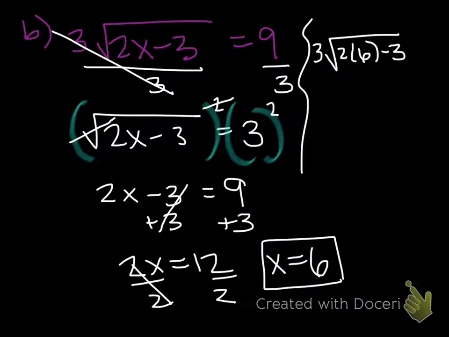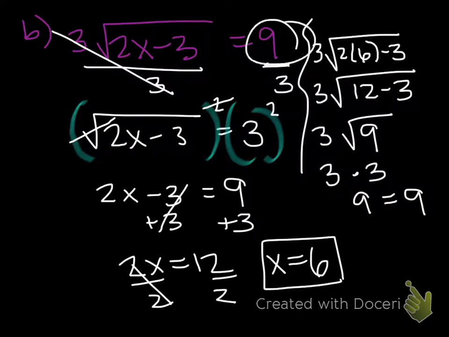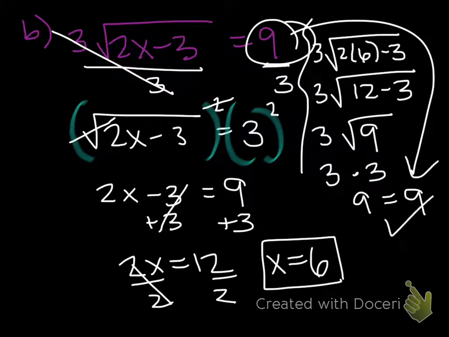So I have 3 times the square root of 12 minus 3, which will become the square root of 9. And the square root of 9 is 3. And I get 3 times 3 is 9. And I needed the problem equal to 9. So this checks out. So 6 is the answer. I will keep that answer. So go ahead and try the 2 practice problems listed below.